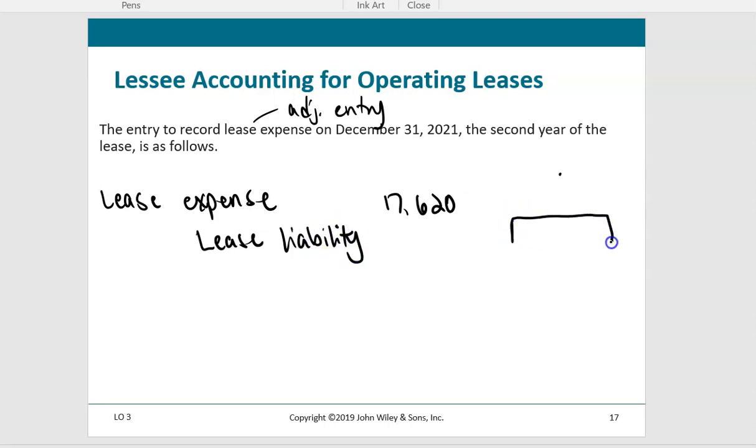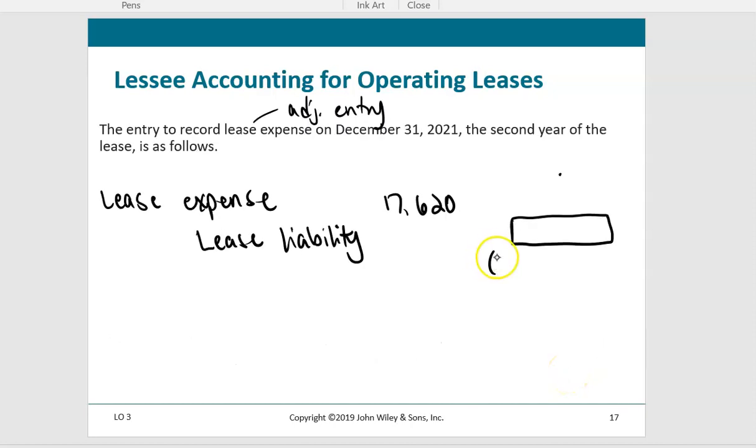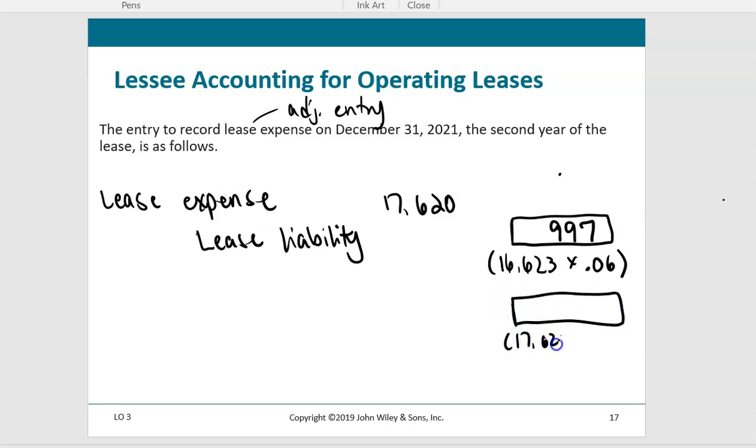And how much is our increase to the lease liability? Well, we just said that the balance in the lease liability is 16,623. And the rate is 6%. So this works out to be 997. And what do we do with the difference? We plug the difference between 17,620, or one debit, and the one credit of 997. We plug that difference of 16,629 to decrease the right of use asset.